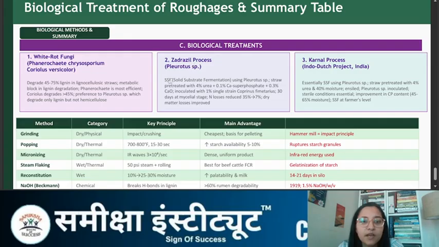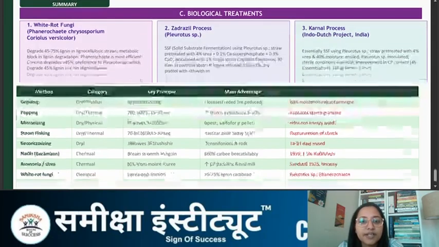Then pleurotus. Solid substrate fermentation occurs using pleurotus species. Straw is pre-treated with 4% urea, 0.1% calcium superphosphate and 0.3% calcium oxide, and then it is inoculated with Coprinus fimicarius. Then in the case of the Carnal process, again solid substrate fermentation is used. Straw is again pre-treated with urea and moisture, then pleurotus is inoculated, which improves the crude protein content.